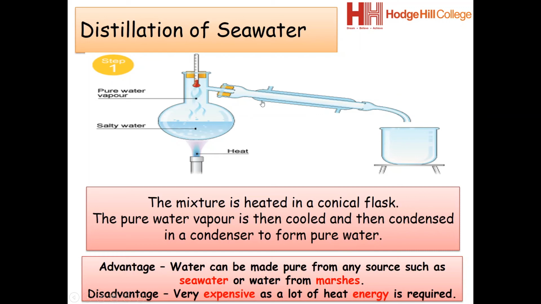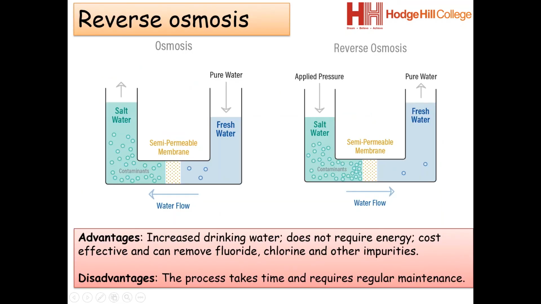The advantage of distillation is that water can be made pure from any source, such as seawater or water from marshes. A disadvantage is that it'd be very expensive, as a lot of heat energy is required. Reverse osmosis is a process which involves the use of membranes, such as what you can see here. Now, it's different to normal osmosis because in reverse osmosis, pressure is applied, and what that does is only allow water to travel through the membrane, and any larger molecules or ions cannot pass through the membrane.